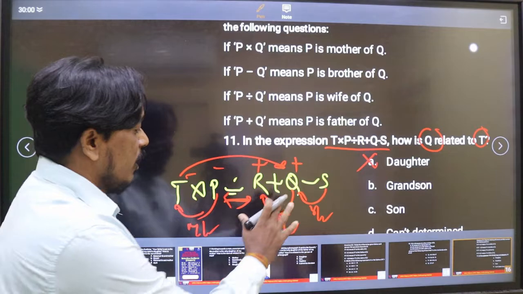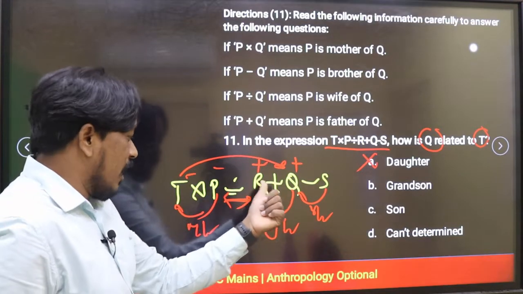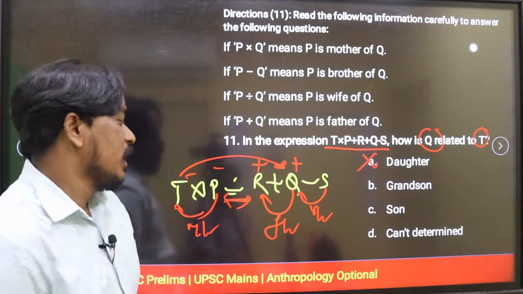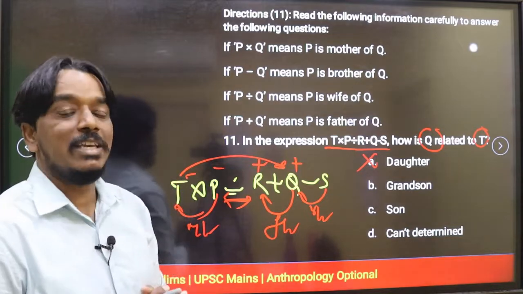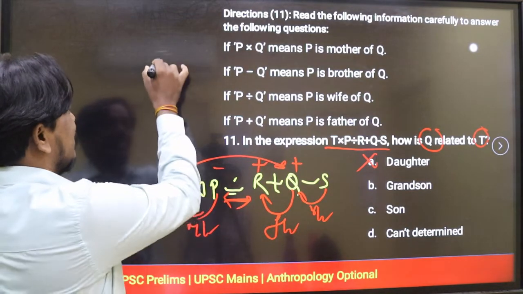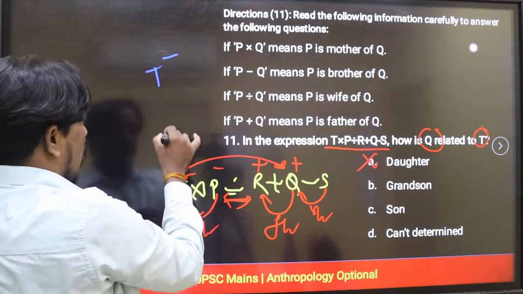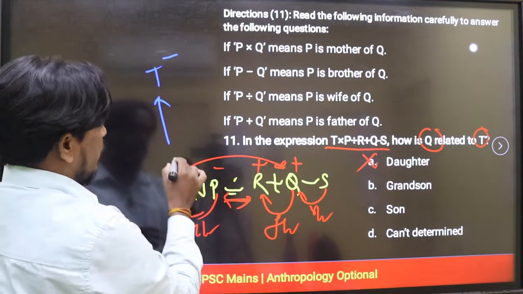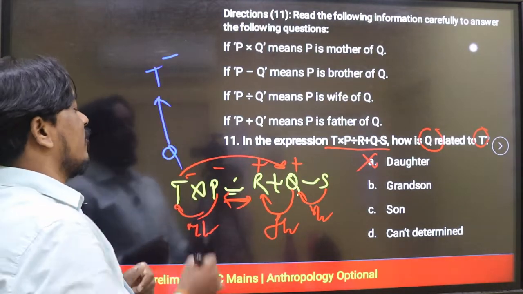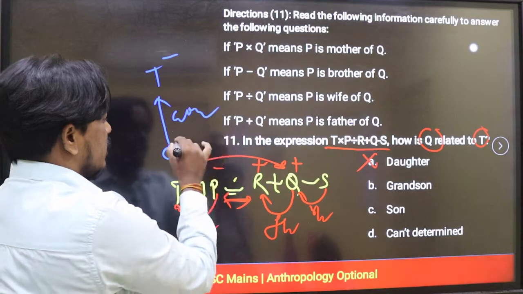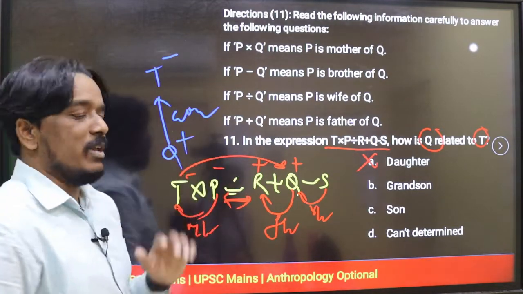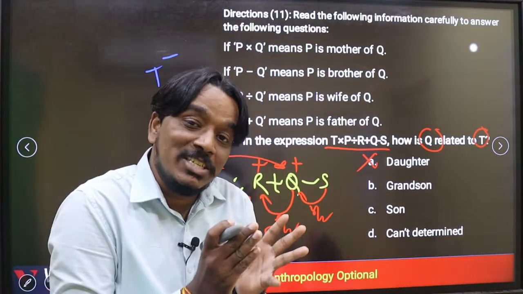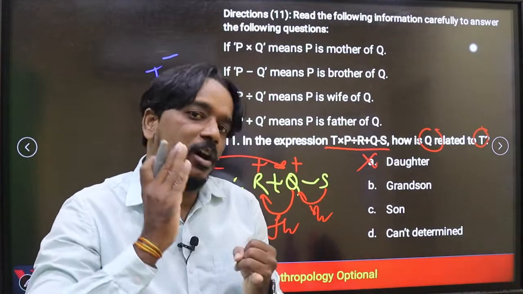Myself is Q. My father's wife is obviously my mother. My mother's mother is a grandmother. So T is a grandmother of Q. If T is a grandmother, obviously Q is the grandchild. That means granddaughter or grandson.